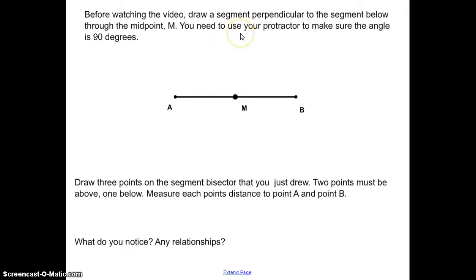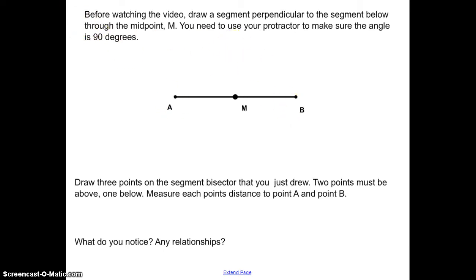So after you have gone through and answered all these questions, you should have noticed that when you were to draw your segment bisector, you should have had this at a right angle, right? And you also should have noticed that all your points on that line were the same measure from your point to A and to B.